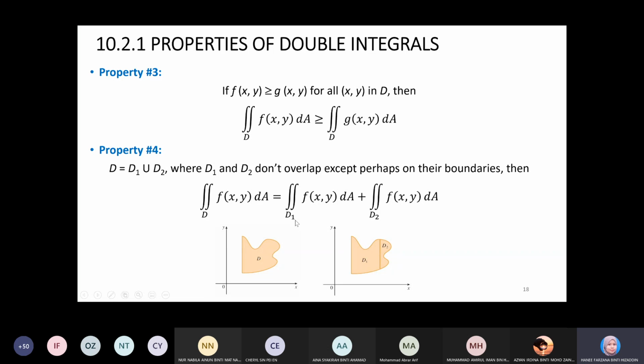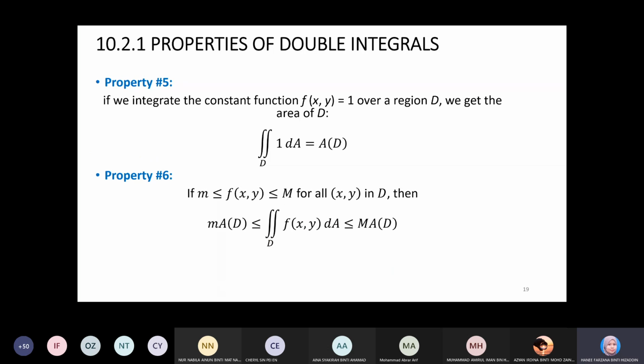So first you integrate over region D1 plus the integration over the region D2, because sometimes it's quite difficult to integrate from this part until this part here because of the shape of the curve. So maybe it is more useful for you to divide into 2 regions, or even more than 2 regions are also applicable. Property number 5.